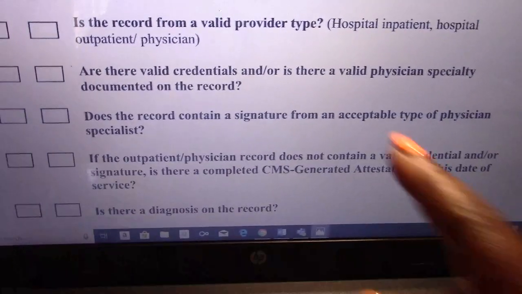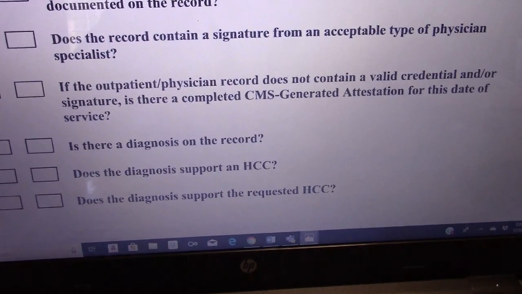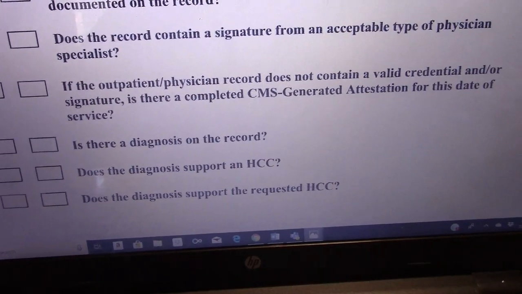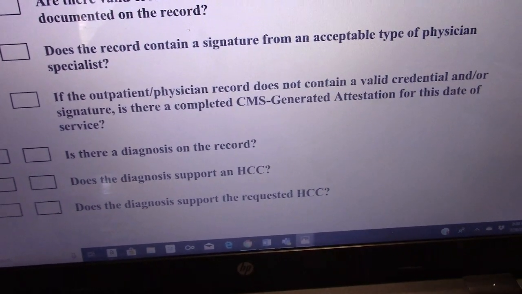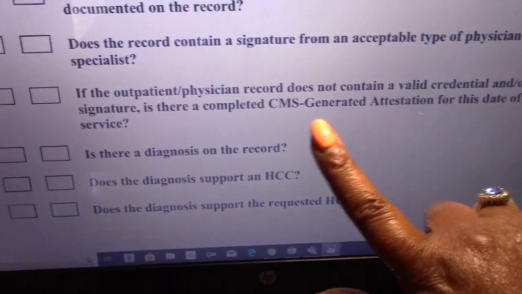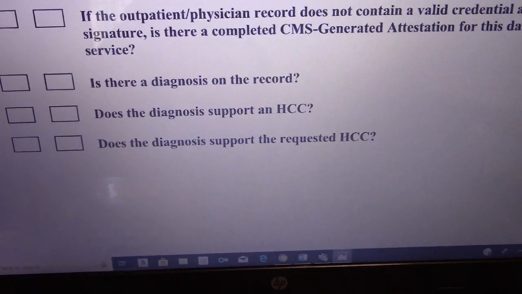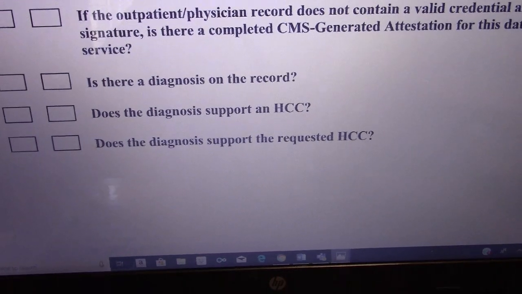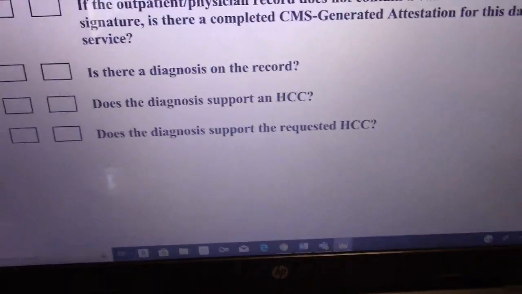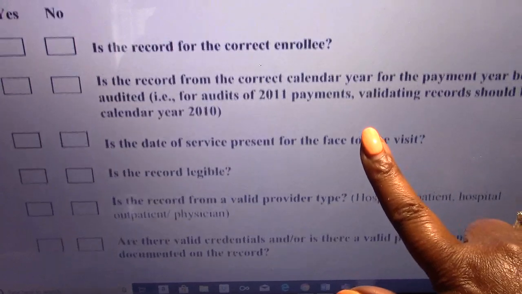Does the record contain signatures from an acceptable type of physician specialist? Because notice only certain types of physicians can do risk adjustment, right? And if the outpatient physician's record does not contain a valid credential and/or signature, is there a complete CMS generated attestation for this date of service? Is there a diagnosis on the record? Does the diagnosis support an HCC? And does the diagnosis support the requested HCC? So again, these 11 questions.